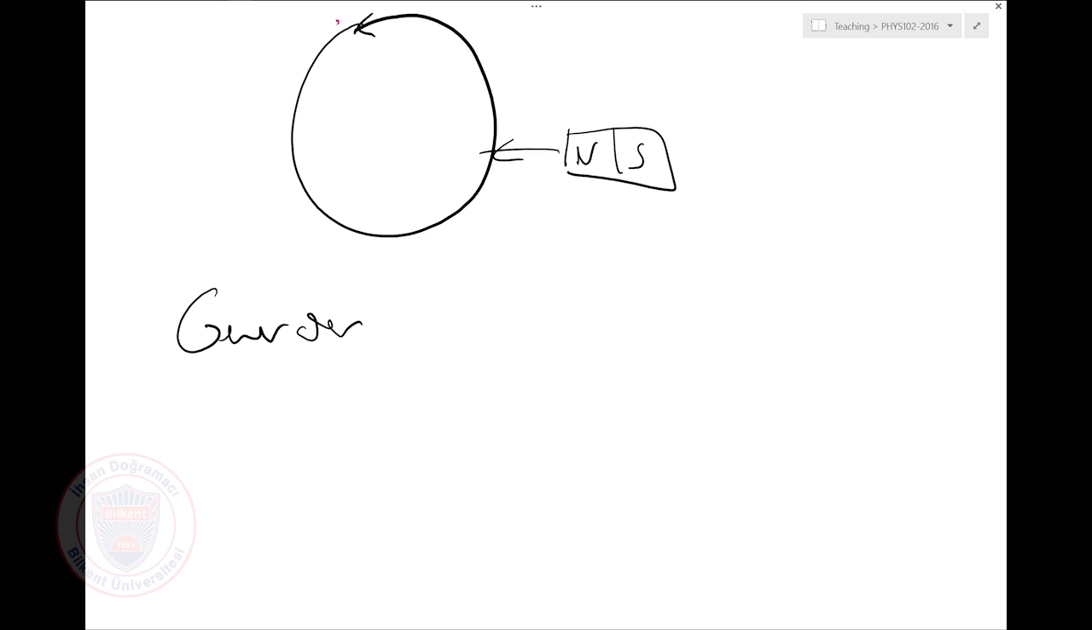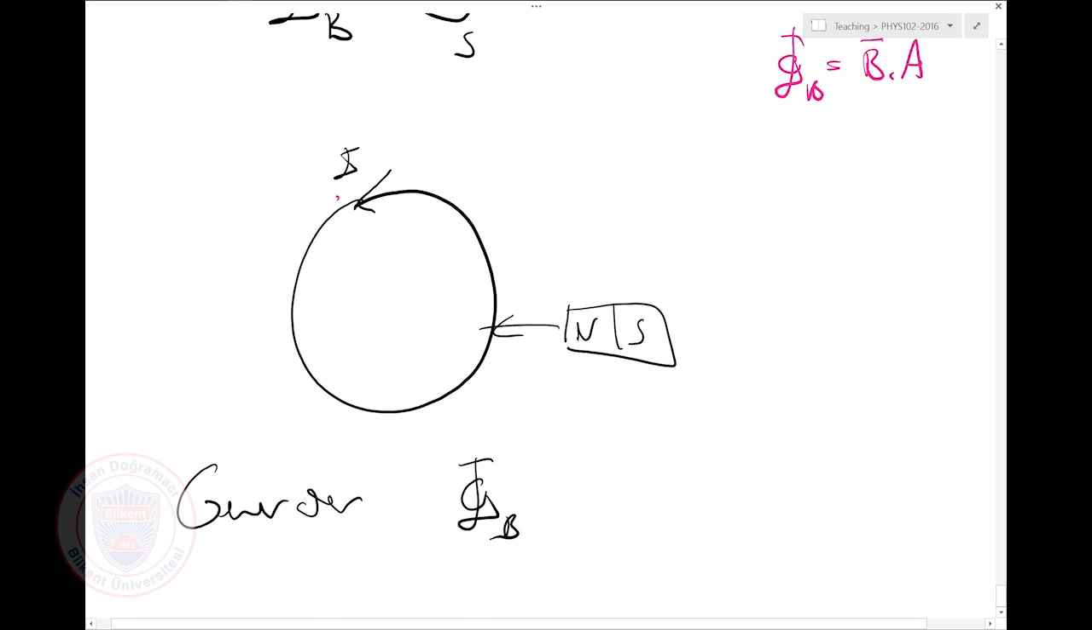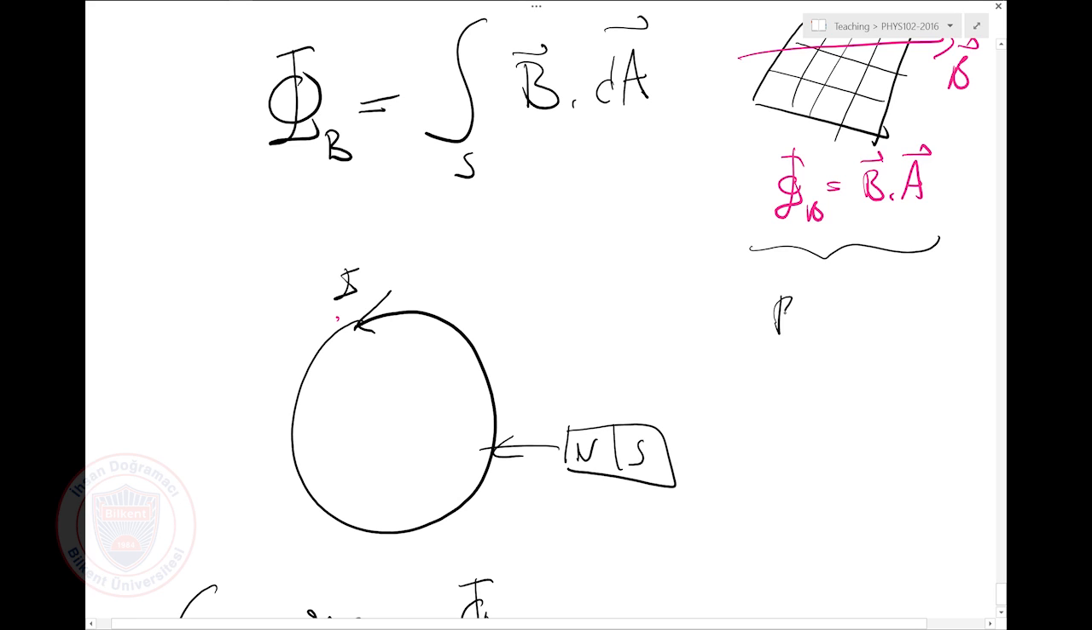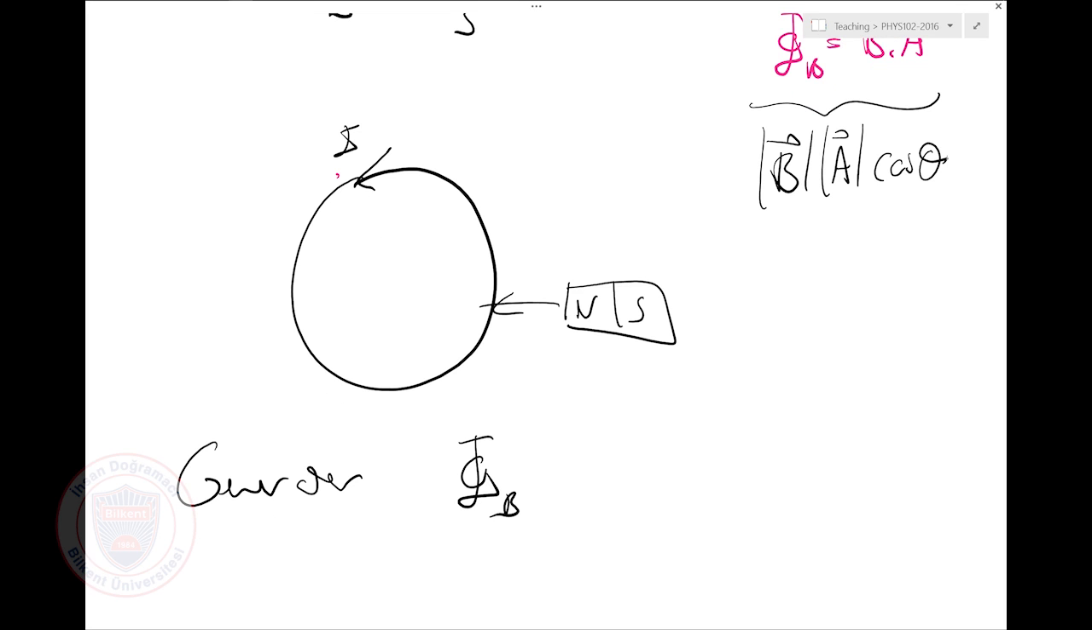One guy said, hey, if it's the change in flux, there's another way to change flux. Here I said it's B dot A, so this is B magnitude times area times cosine of the angle between them, right? So what Faraday and Lenz and other people were doing, they were trying to change either the magnetic field that's passing through the loop or the area of the loop some way.